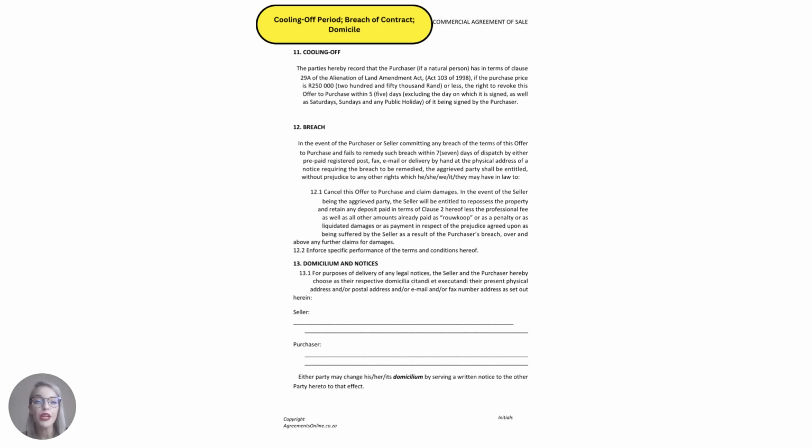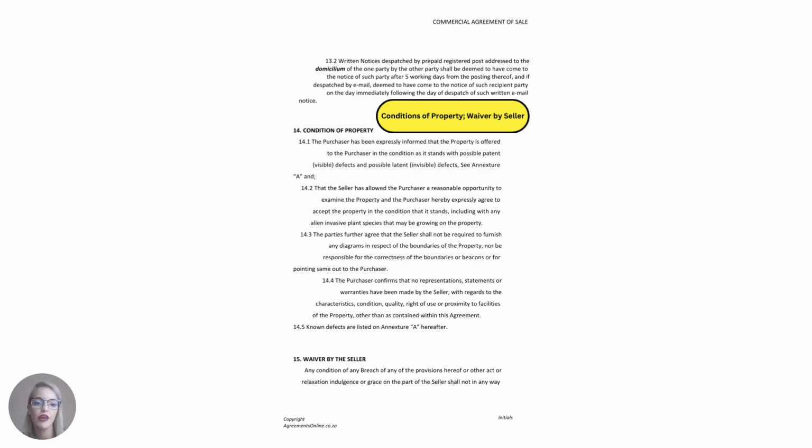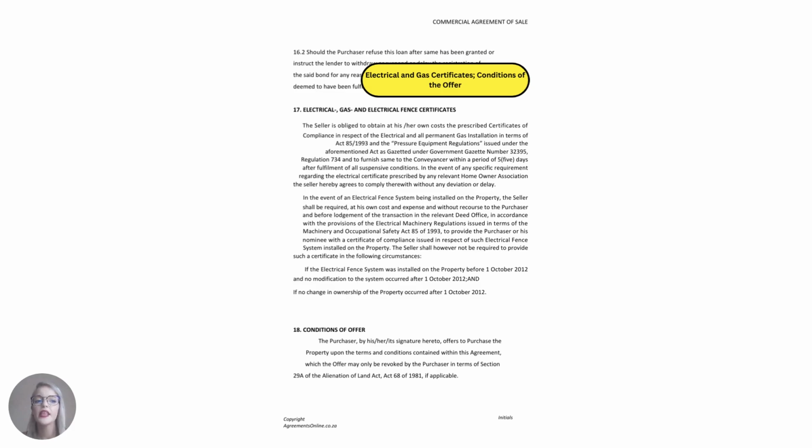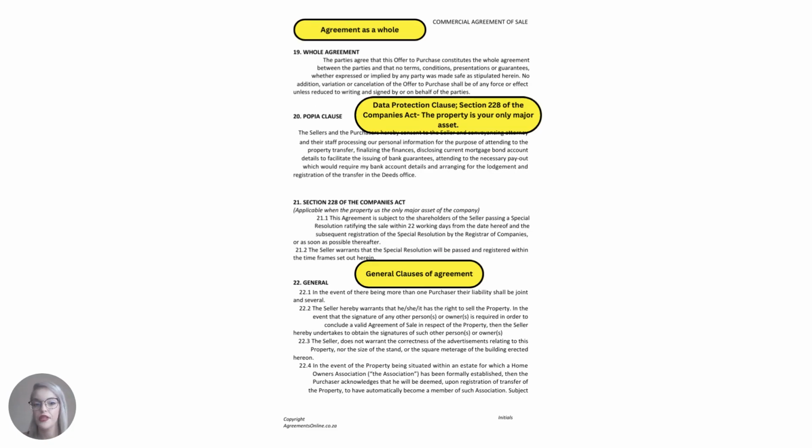The agreement then looks at breach of this agreement and the consequences of such a breach, as well as domicile of both the buyer and seller. Under domicile, you want to fill out your residential address as well as your email address. The agreement then goes on to look at the conditions of the property as well as a waiver made by the seller. The agreement also looks at suspensive conditions of this agreement of sale, and then some general clauses such as obtaining electrical and gas certificates as well as general conditions of the offer itself.